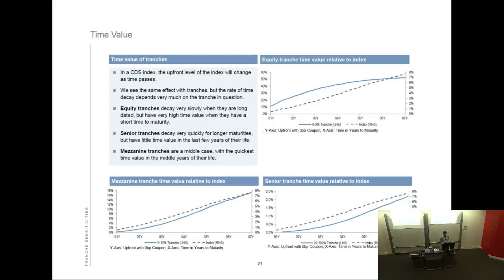That's what you see on the top right-hand side. So if you're looking at a 0 to 3% tranche, that really rolls slowly and only accelerates late into its life.